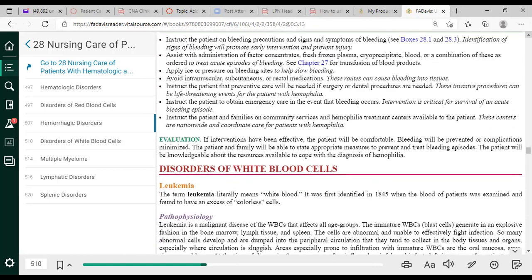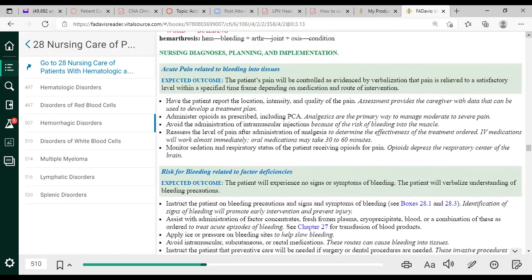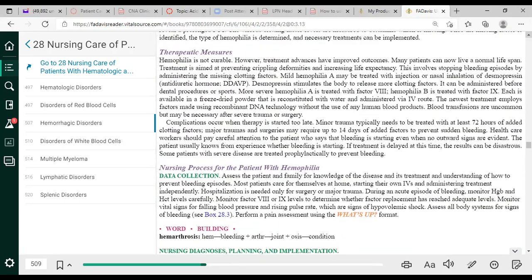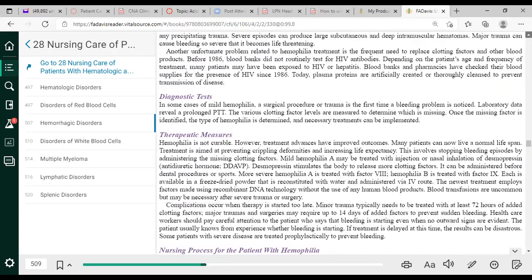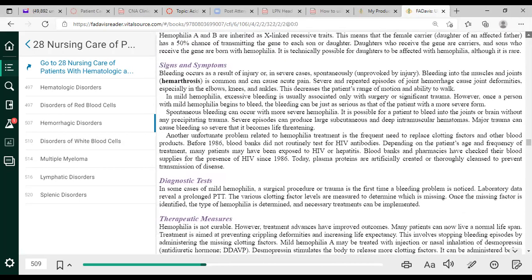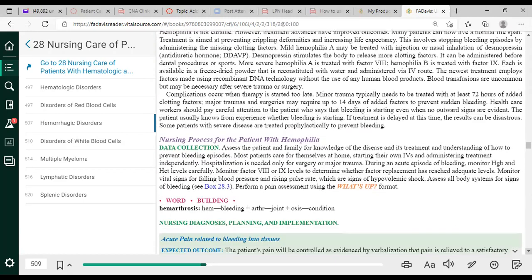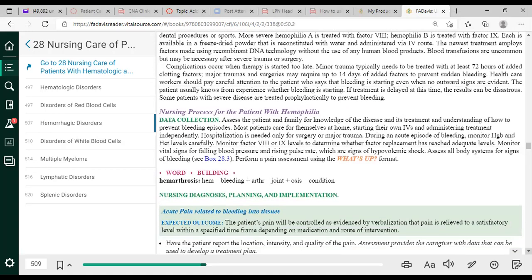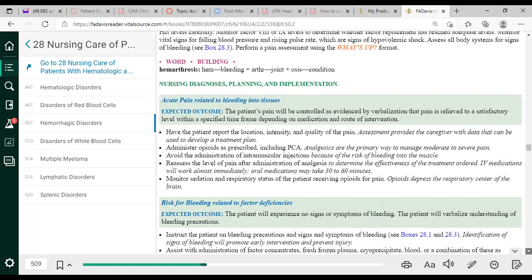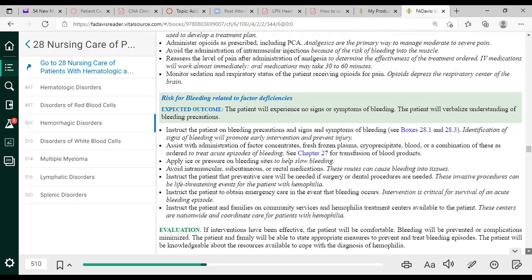And a patient may also receive desmopressin. I was trying to pull the word up so you all can see it, but a patient may also receive desmopressin. And the desmopressin is actually given so that the body can release more clotting factors. So a physician may actually order desmopressin so that the body can release more clotting factors.